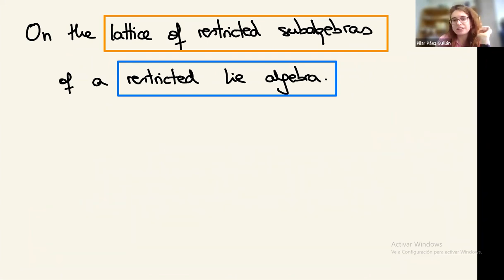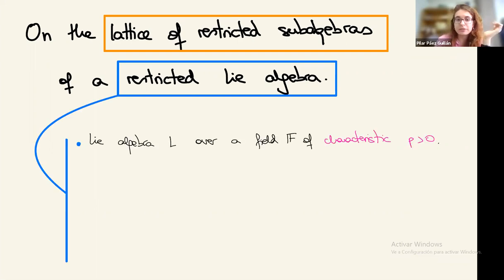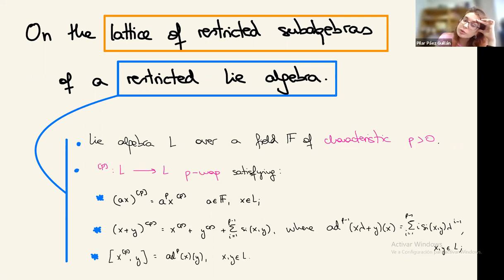What is a restricted Lie algebra? It will be the main object that we deal with all along the talk. A restricted Lie algebra is a Lie algebra over a field of positive characteristic, and moreover, on top of the structure of Lie algebra, we have a unary operation, which we call the p-map, denoted by p between brackets, which must behave well with the rest of the structure: the product by scalars, the sum, and the bracket.